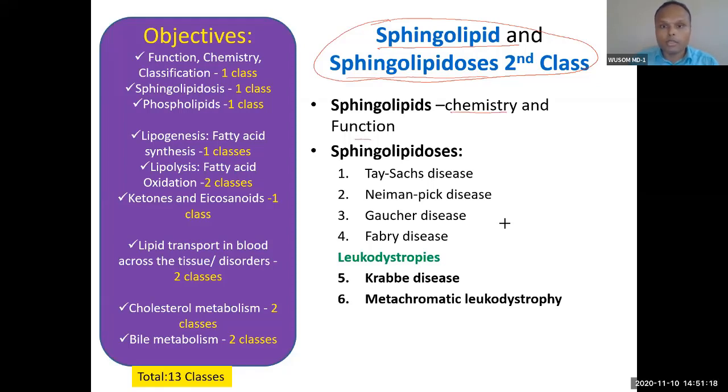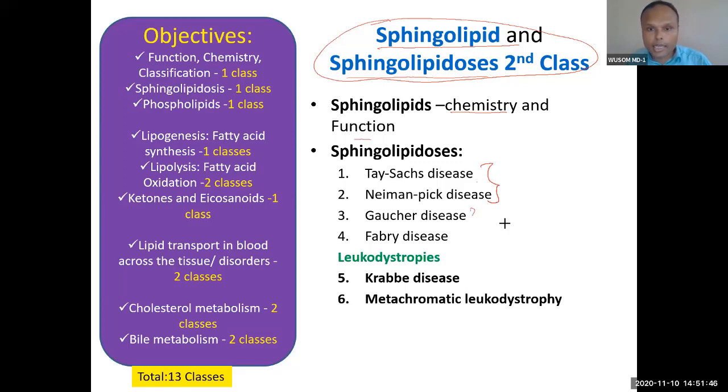Then we will talk about disorders. These disorders are very, very high yield for USMLE and NBME. So you can see we have 6 disorders. Among the 6 disorders, you can see these 2 disorders are very related. Actually, they are not related, but presentation wise they are related and they are different in something. So we will do compare and contrast as well.